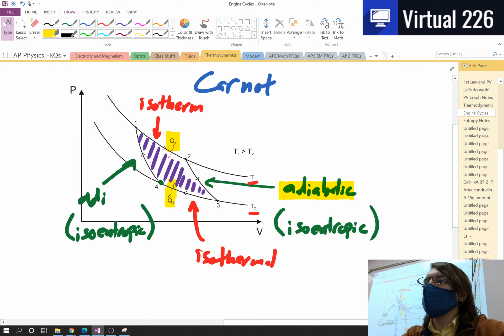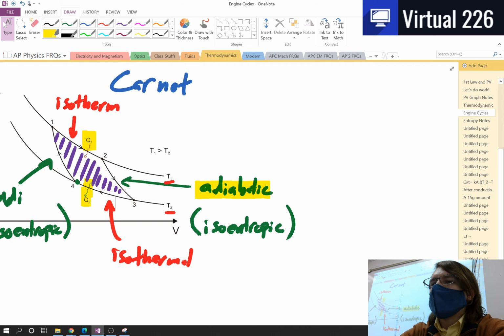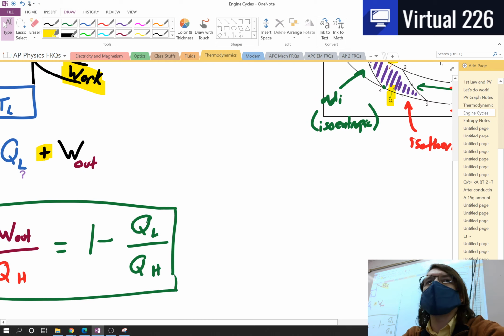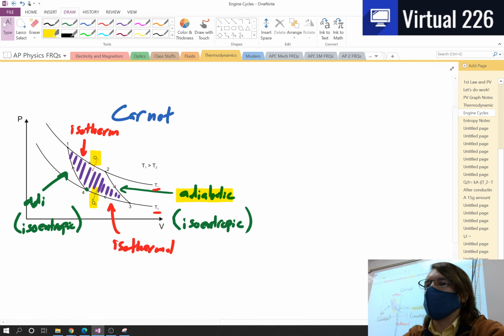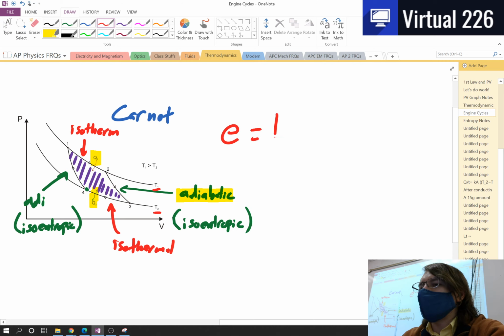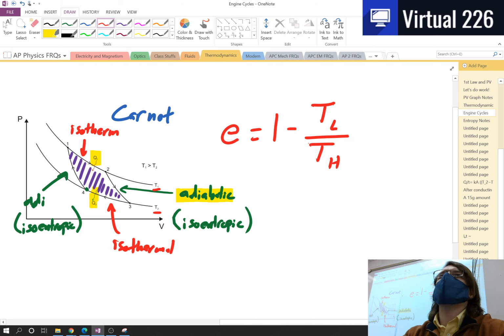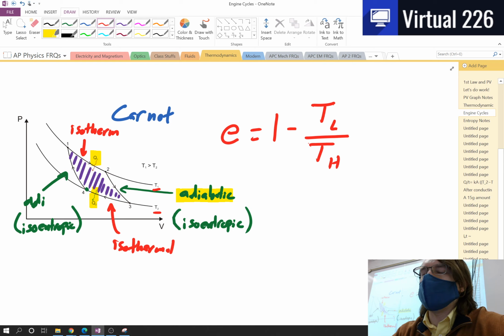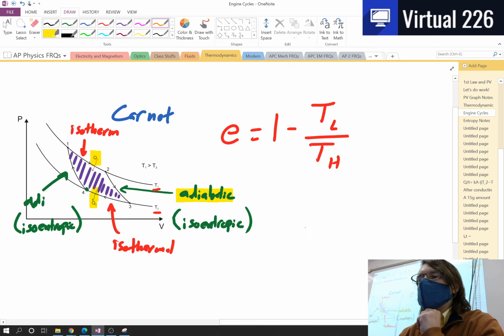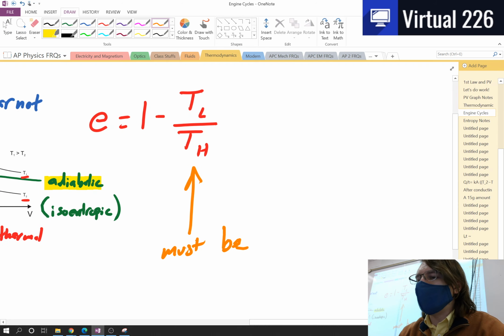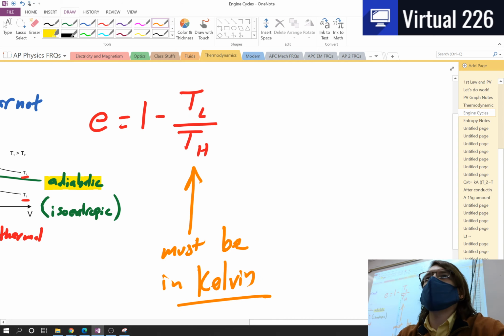If you wanted to solve for the efficiency of a Carnot engine, you could take our prior efficiency equation, 1 minus QL over QH, the low and highs. But in this case, you can say that the efficiency equals 1 minus TL over TH. We don't have to worry about heats here because those adiabats, being isoentropic, don't have any entropy shifts, so we can just use temperature. The trick to this, though, and what everybody will mess up, is these temperatures must be in Kelvin. If you're not in Kelvin, you're wrong.